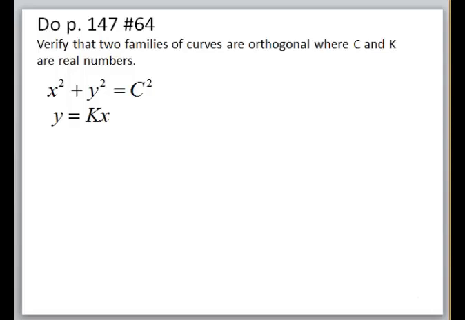So let's define perpendicular a little bit differently. We have been saying that perpendicular lines have slopes that are negative reciprocals of each other. That is very true. 2/3 and negative 3/2 are negative reciprocals of each other. We can also say that when we multiply those negative reciprocals together, we get a product of -1. We will be using that knowledge to verify that these two families are orthogonal.